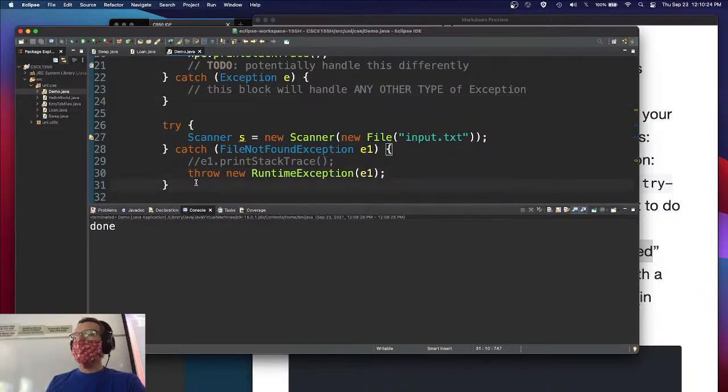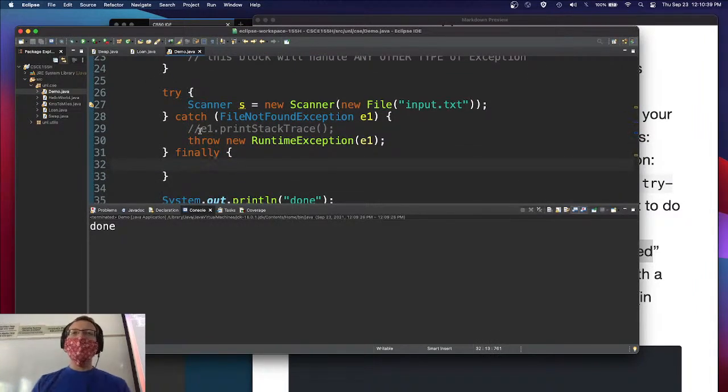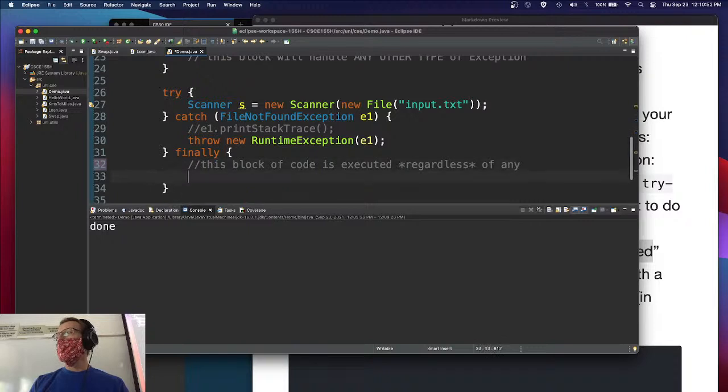I don't think that you do that in any of your hacks. But there is one other thing that you should be made aware of. So you can try, you can catch, you can rethrow, but you can also finally do something about it. Finally. So finally is a block of code that is executed regardless of any exception. So an exception occurs, it still executes. An exception doesn't occur, it still executes.